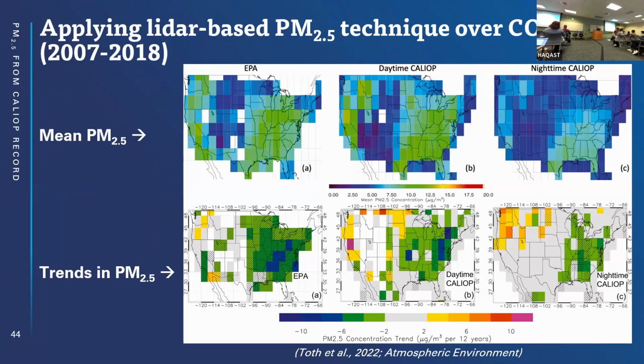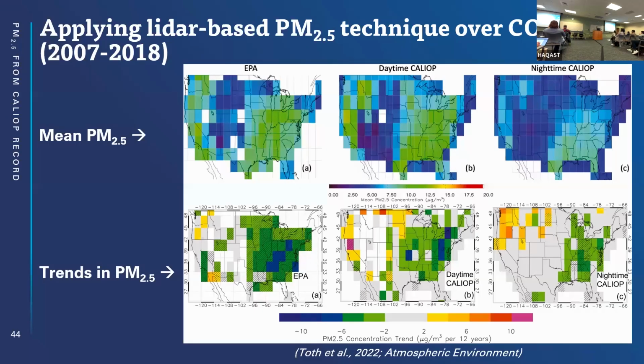This is some of the previous work we've done applying this technique over CONUS for a large subset of the CALIPSO record. In the middle is daytime CALIPSO, on the right is nighttime. On the top is the mean perspective, and then we have trends on the bottom. The whole point here was to show the spatial variability across CONUS, and we could see how it compares fairly nicely with the co-located EPA data when gridded up over CONUS. So it's capturing that spatial variability from a mean perspective.